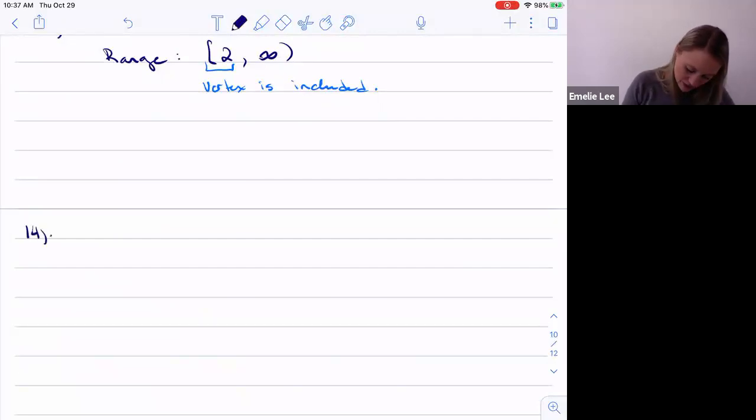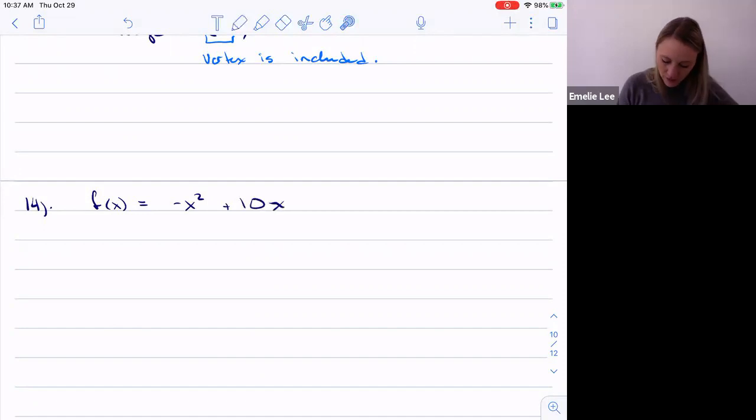Put it on a fresh page here. 14 says that f of x is negative x squared plus 10x. For putting it into standard form, it's nice because we don't have that plus c, that constant in here, right? But we need to be careful because we've got a negative here, right? And so we're going to have to pull that negative outside, which means pulling a negative out from here.